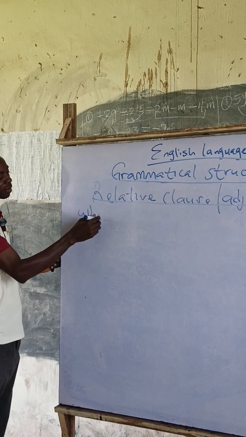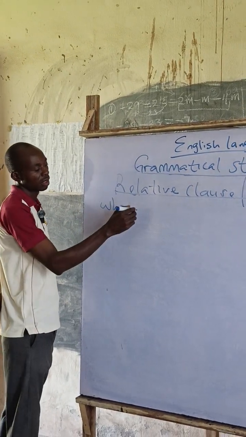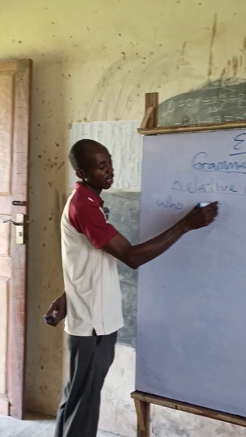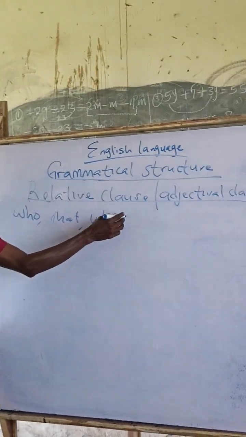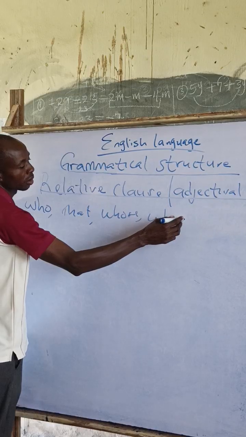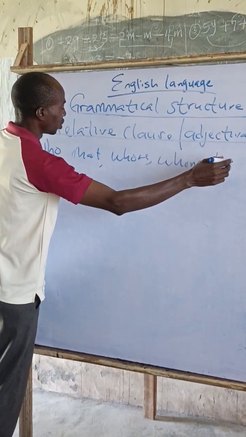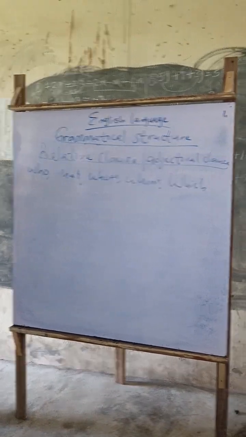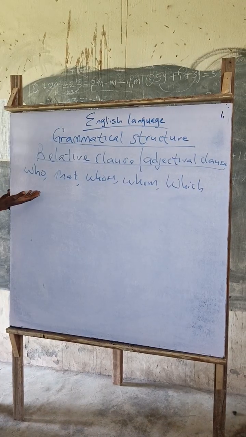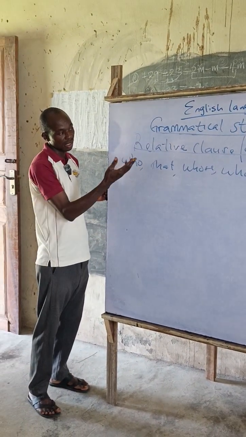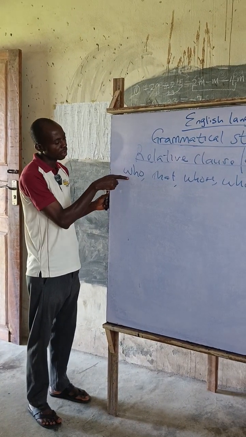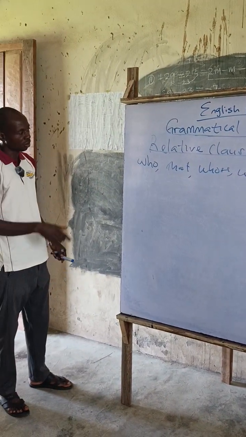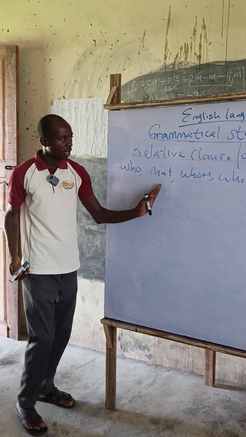If you see any sentence beginning with this indicator, what we call a relative pronoun: who, that, whose, whom, and which. So these five, anytime you see them beginning any sentence, I call it a sentence. If there is a clause there, it becomes a sentence. If there is a verb there, it becomes a sentence. So if you begin with any of these, who, that, whose, whom, and which, and there is a verb there, you call it a relative clause, because all these ones are relative pronouns.